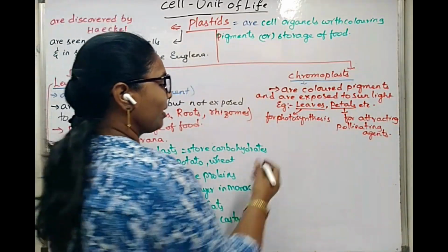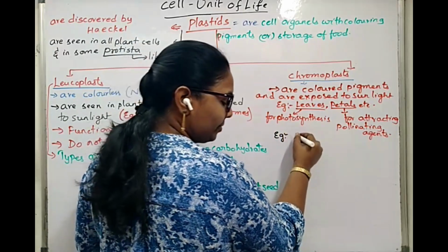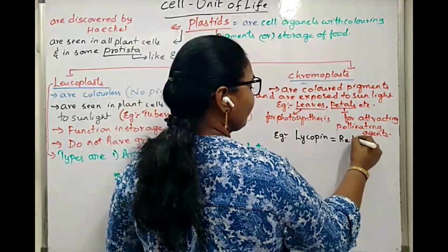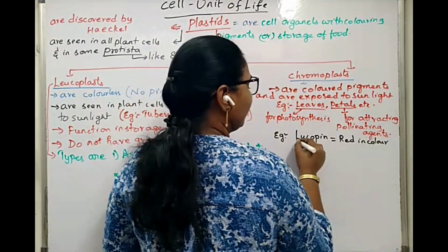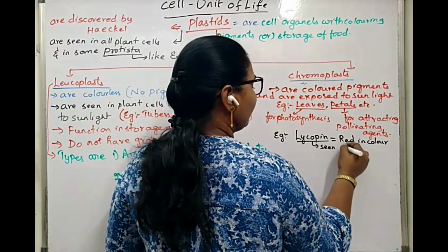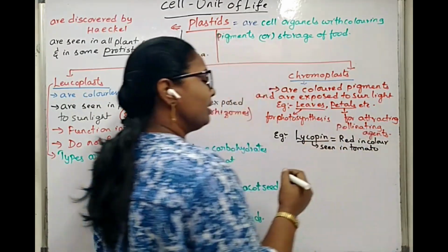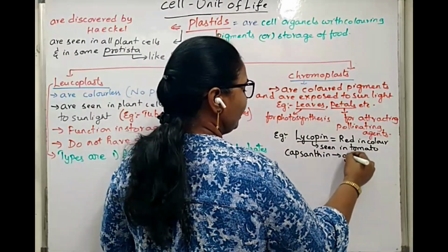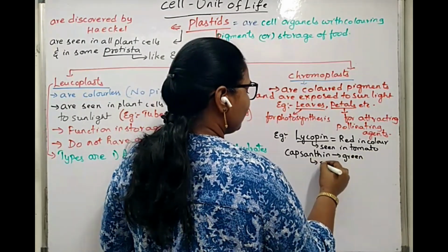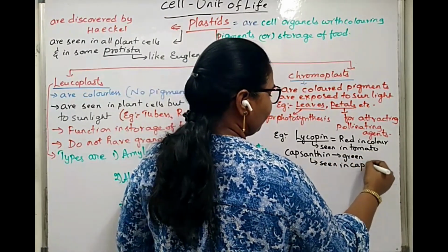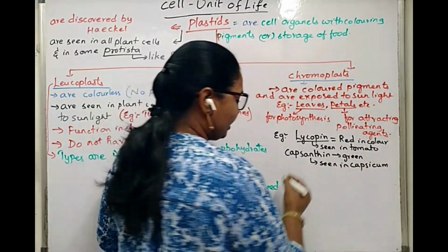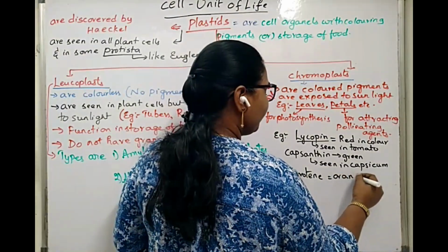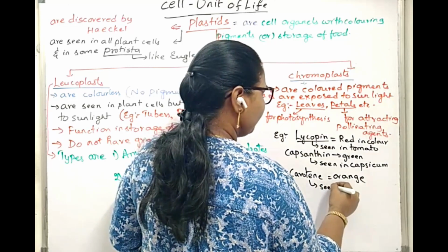Next, examples of chromoplasts are lycopene, which is red in color, seen in tomato. Next one, capsanthin, which is red in color, seen in capsicum. Next, carotene, which is orange yellow in color, seen in carrot.